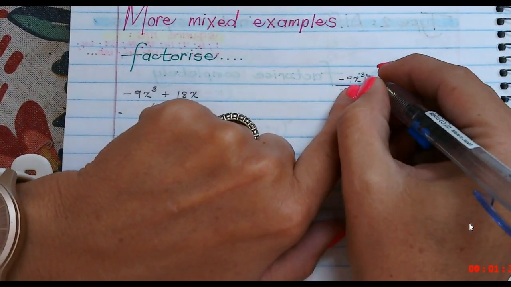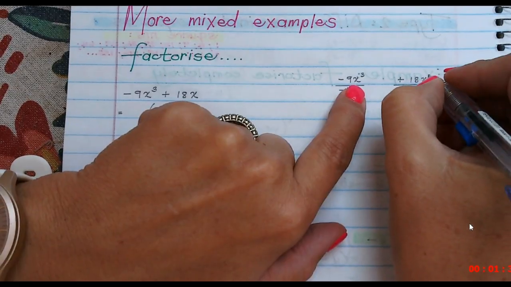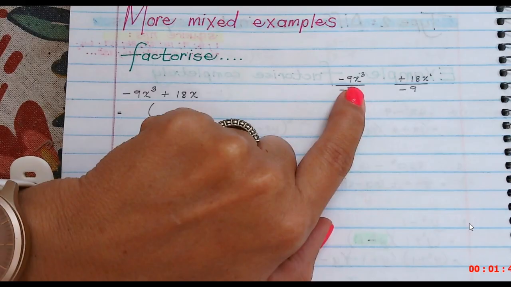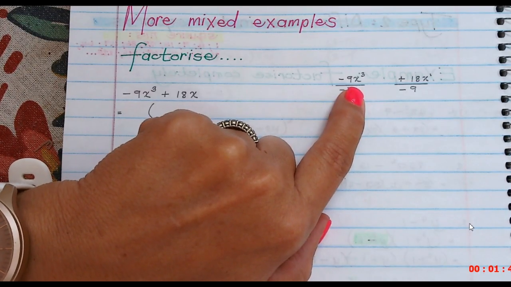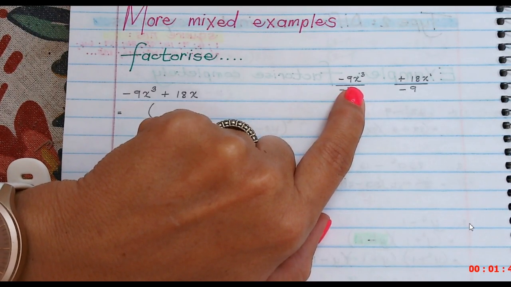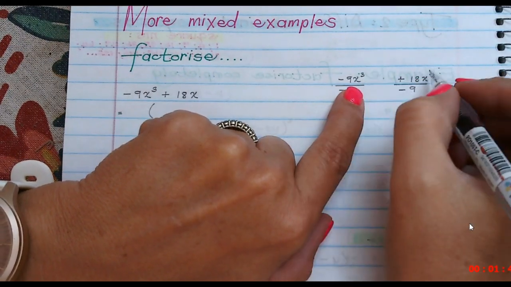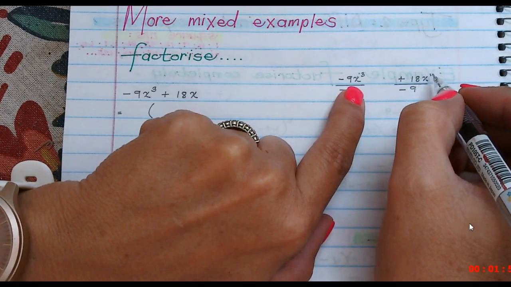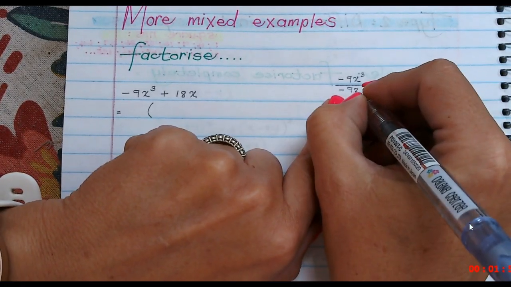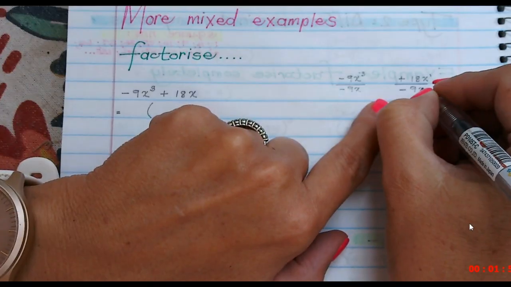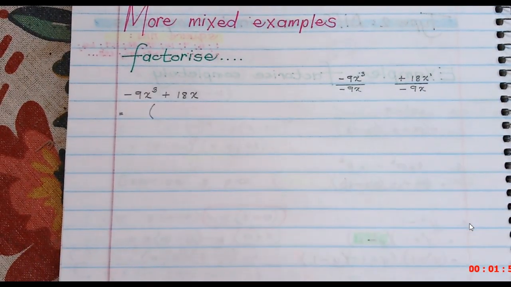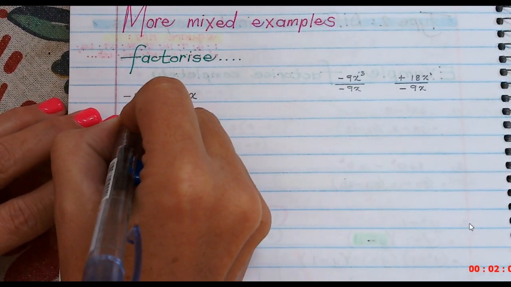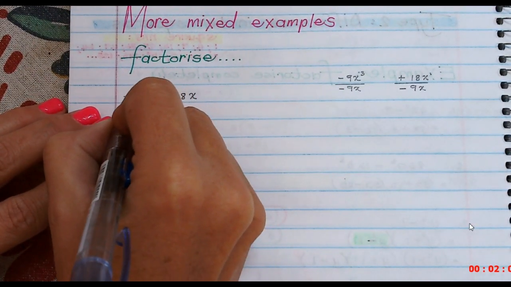Now I have x to the power of 3 and I have x to the power of 1. So remember, when we take out the common factor, we take out the lowest exponent. In other words, if I compare x to the power of 3 with x to the power of 1, the smallest one is x to the power of 1. So therefore, x is also part of my common factor. So the minus 9x now will be written in front of my bracket.